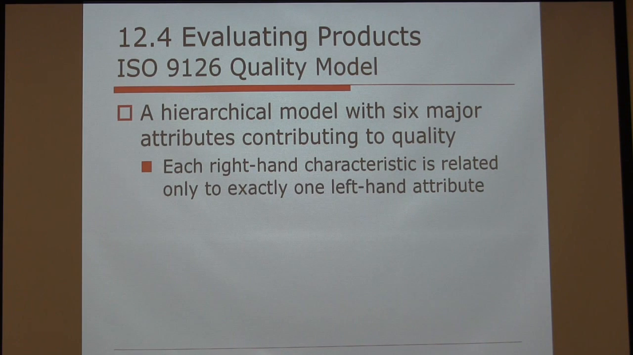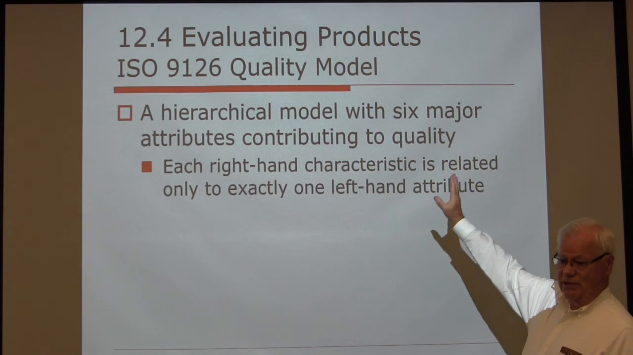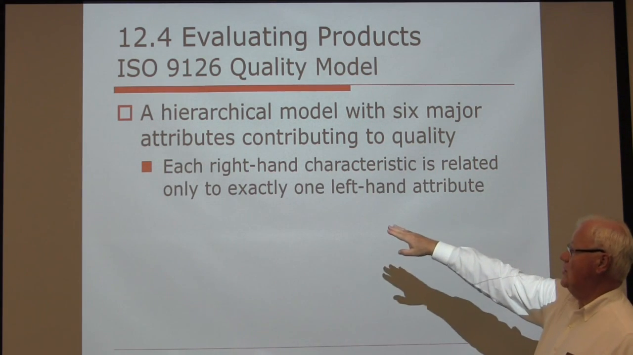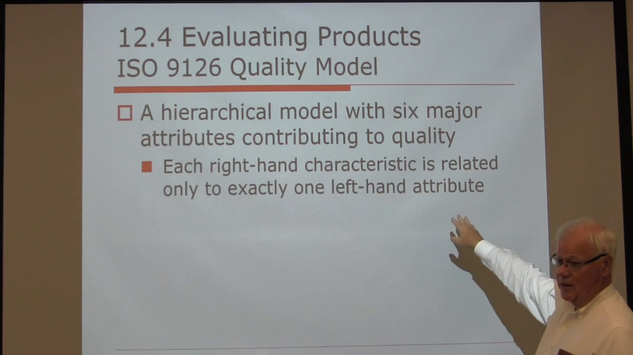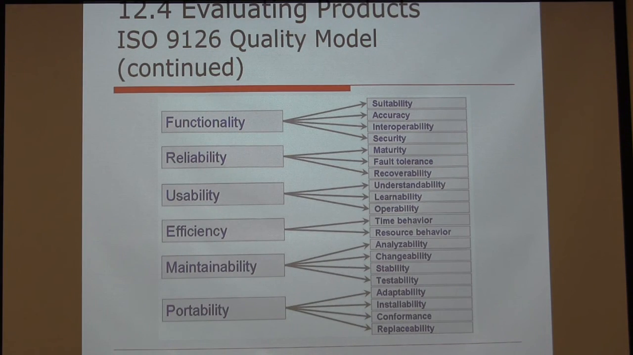ISO 9126 quality model. It's a hierarchical model with 6 major attributes contributing to quality. I'm sorry, here's where the right hand has only one left hand. I mix that up with both. Each right hand characteristic is related to exactly one left-hand attribute. So when we look at that model, it looks like this.